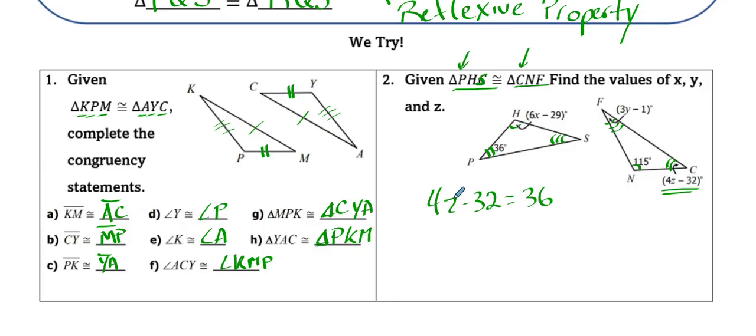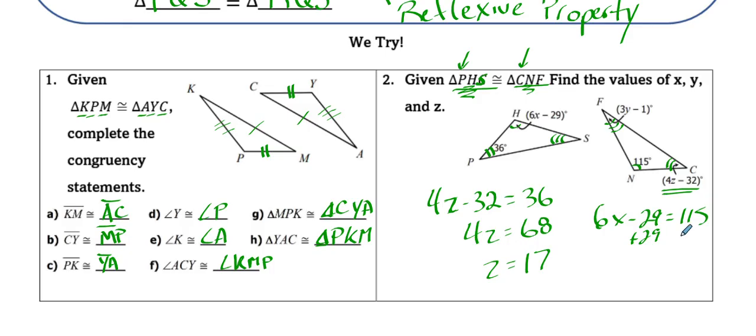Actually, let's just solve this. Adding 32 over, get 68, and then divide by 4, and we get 17. So Z is 17. Next one I see is that H and N are corresponding parts, so those two are also equal to each other. So we can add that 29 to both sides. 134 equals 6x. And then we divide by 6, that would be 24.